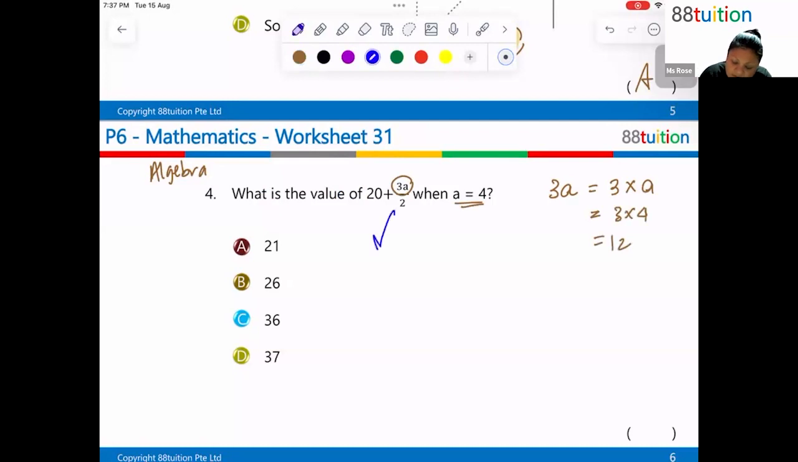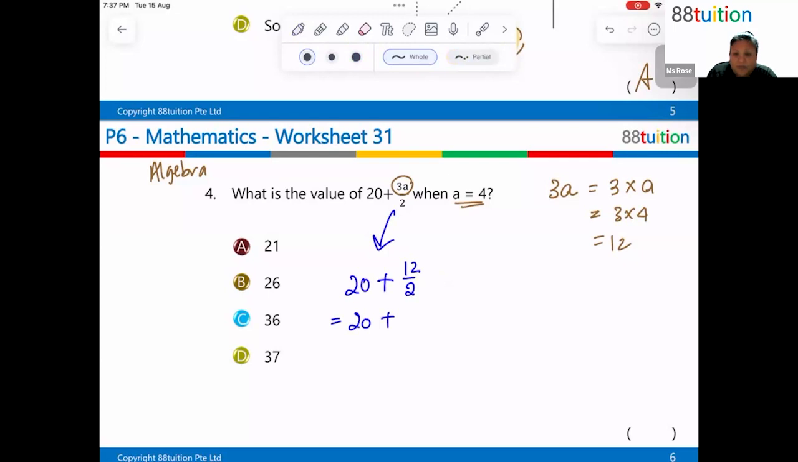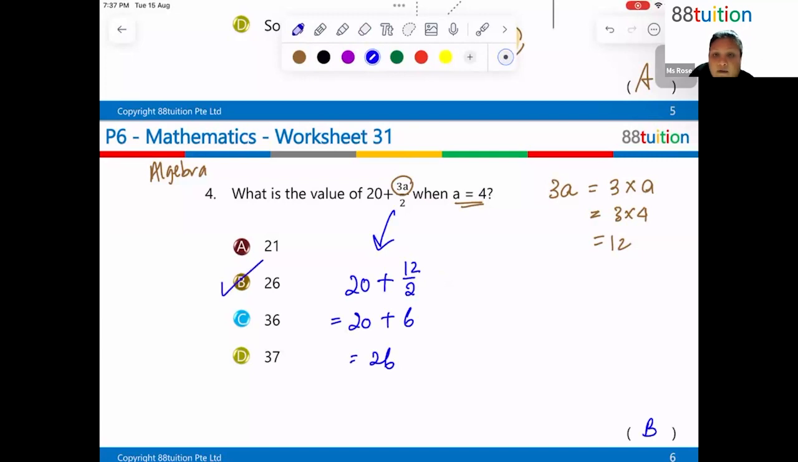So if I take this, 20 plus 12 over 2. What do I have? This is the same as 20 plus how many? 12 over 2 is 6, to give me 26. Yes, Elliot, that's right. 26, which is B. So you have to be careful with this part here. It means 3 times A divided by 2. So that's what you have for question number 4.